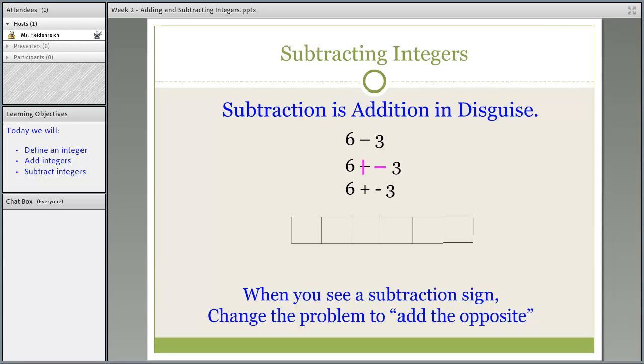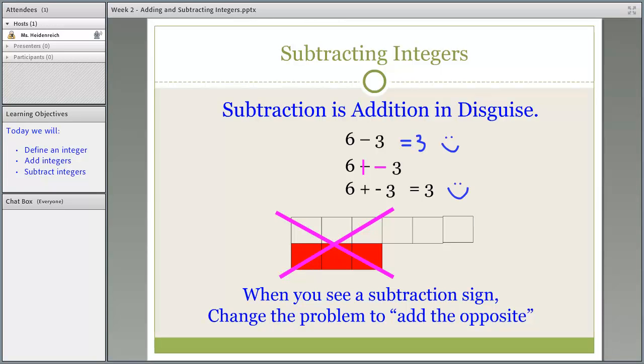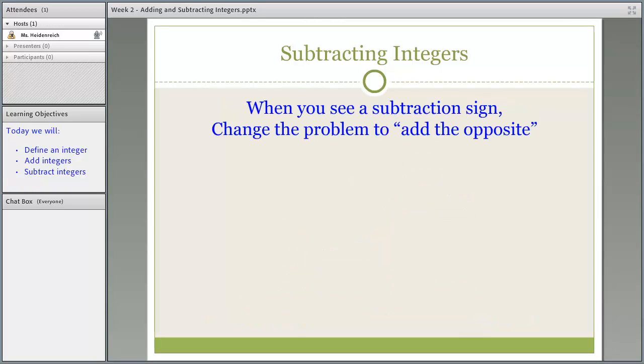And remember, if we drew that out like we were doing before, we've had 6 clear boxes and then 3 red boxes, and then we cancel things out, and we're left with 3 clear boxes, or a +3 as an answer. And of course, you already knew that, right? 6 minus 3 equals 3. We got the same answer both ways. So this is just another way to think about subtraction. And it's helpful for different types of problems, such as this.